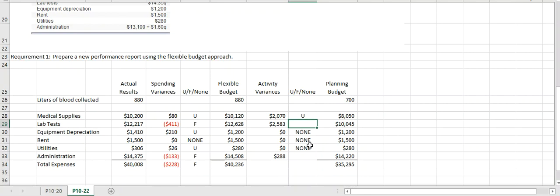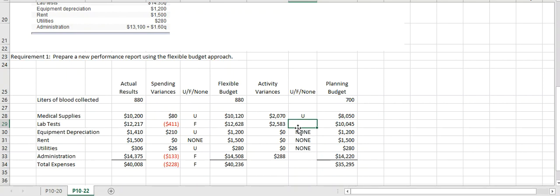So these variances here are related to the activity rather than the cost of each medical supply or each lab test or anything else like that. So these variances are related to the activity. So we can expect our expenses to be higher because we had more activity. So it would stand to reason that all of these, except for the ones that are completely fixed, should be unfavorable. So in the second case, this is lab test.